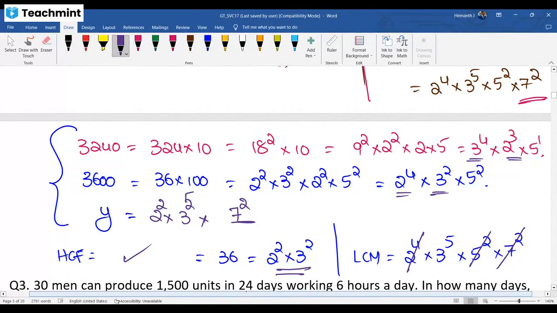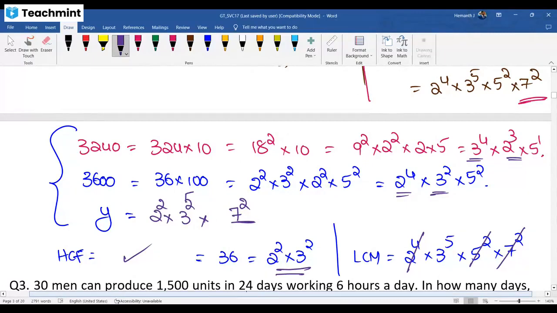Here 3 power 4, 3 square, 3 power 5, I have to take 3 power 5. 2 is available everywhere. What is the highest power of 2? 2 power 4. That is what is required in LCM. 7 square here, 5 here, all prime numbers and then we have to take highest powers of each.